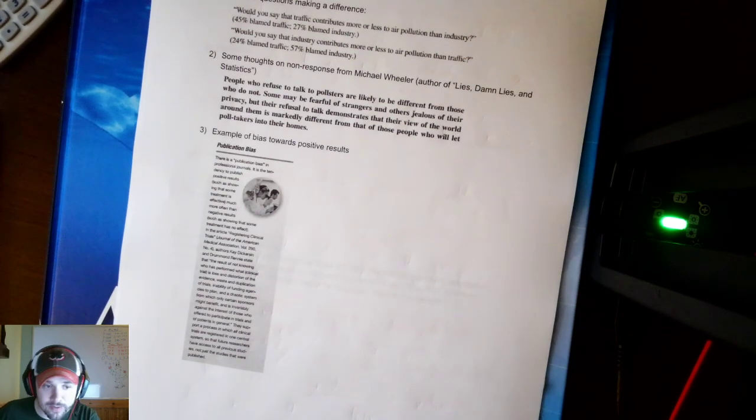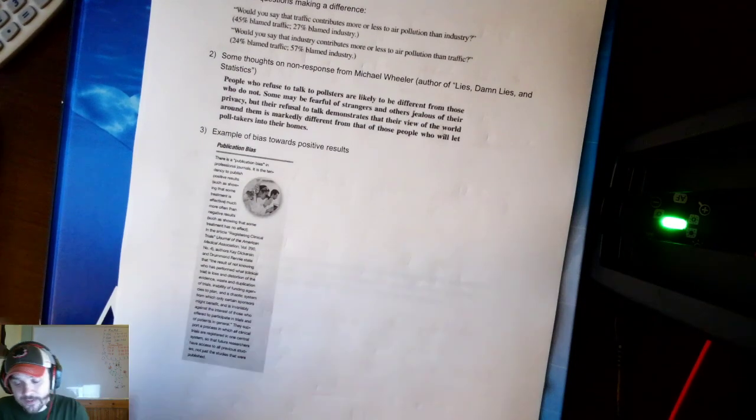Biases are all around us in statistics, right? There's always going to be biases we have to be aware of, and we want to try and limit those biases as much as possible in our studies.